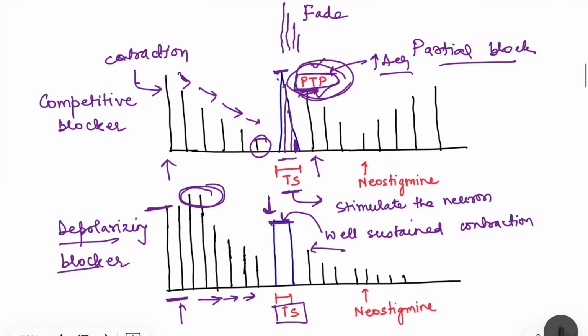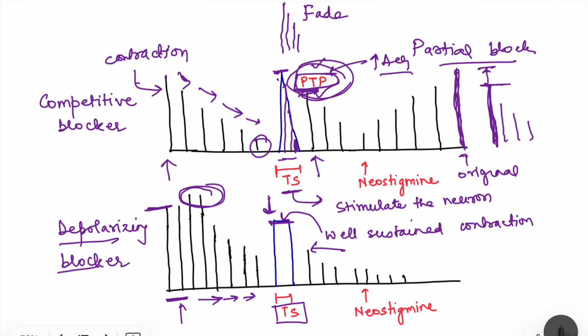So like in this competitive blocker, when we give 4 stimuli, what will happen? There will be one response and then there will be a decrease in the response. Okay, now suppose the original response when we don't give the blocker is this. This is the original response without the blocker. Now after the blocker we get this response. So obviously this is due to the block of the N-acetylcholine receptor on the postsynaptic membrane.